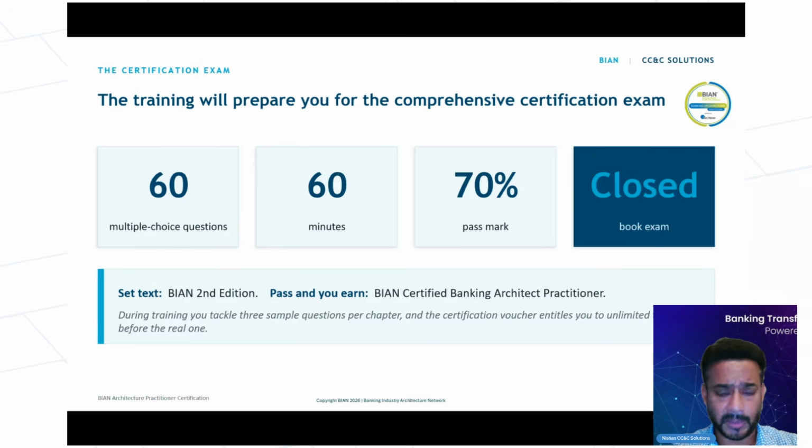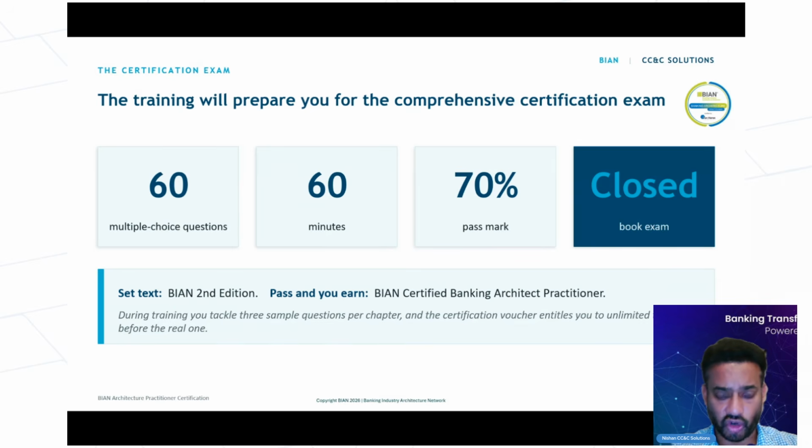The 70% pass mark doesn't seem very high, but the exam really tests your understanding of BIAN. They're not easy questions, even though they're multiple choice. And so even getting a 70 and above really will demonstrate that you understand the framework well. There is a textbook that comes with that. So when you purchase the certification, you get a book, the BIAN second edition, and when you pass it, you earn the BIAN certification Banking Architect Practitioner.